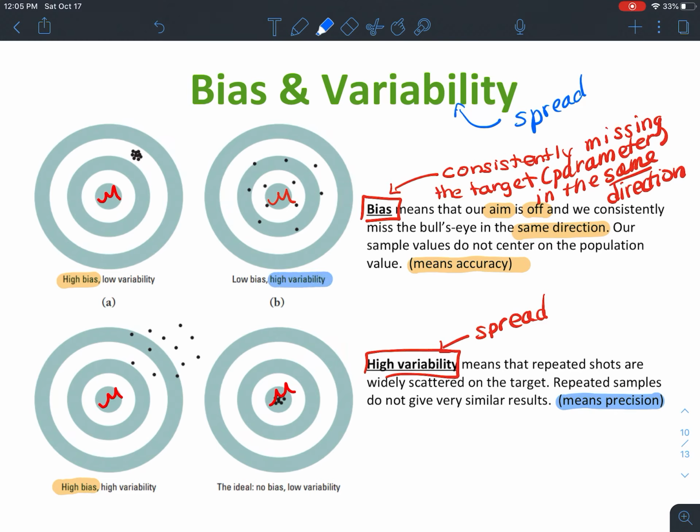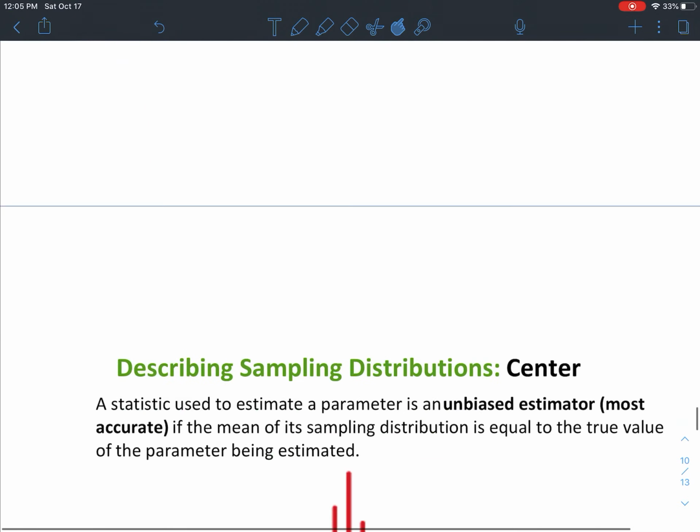In regards to the variability, the high variability is happening in each of these two pictures. You see there's a lot of spread, and there's low variability in these two. We had a lot more precision taking place there.